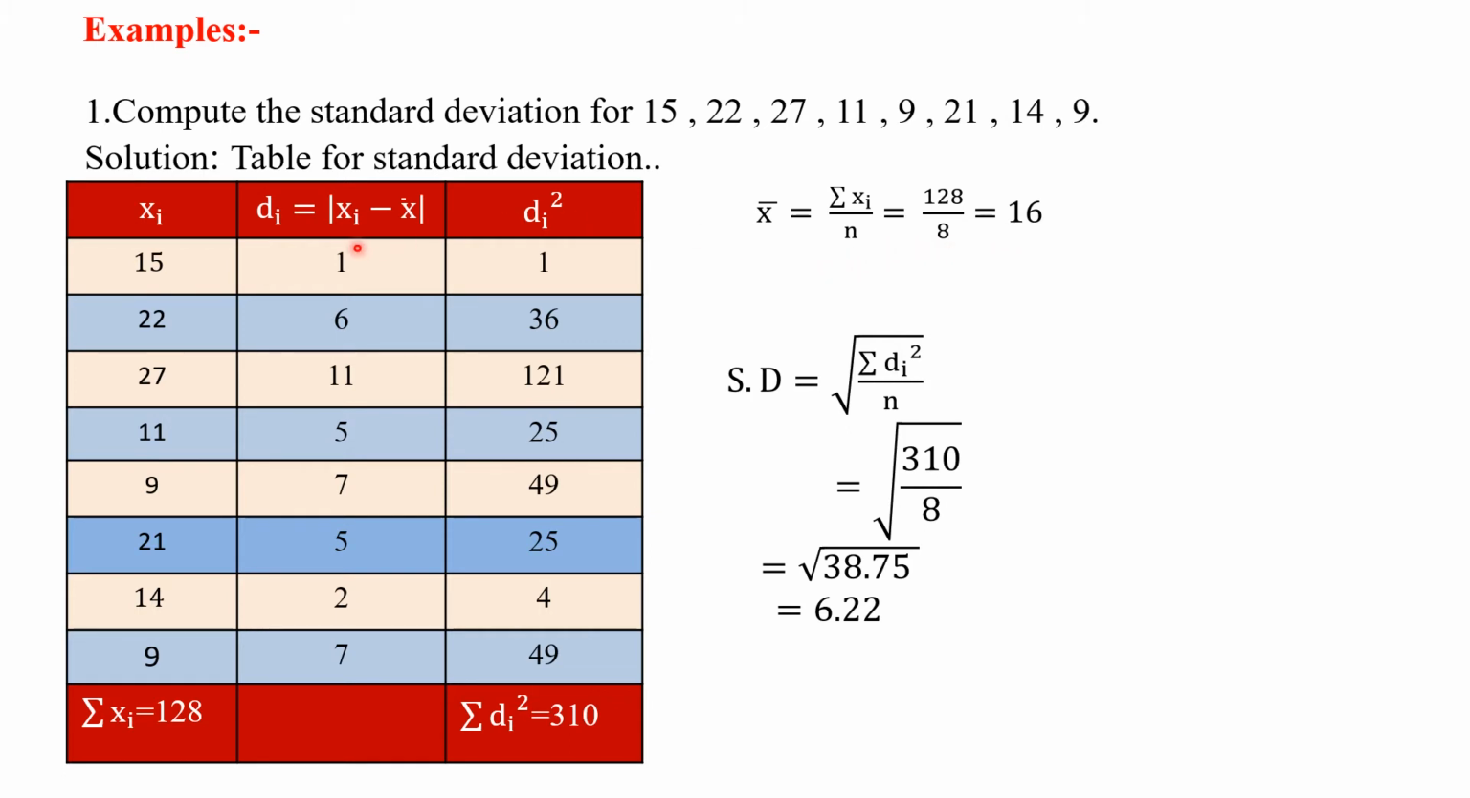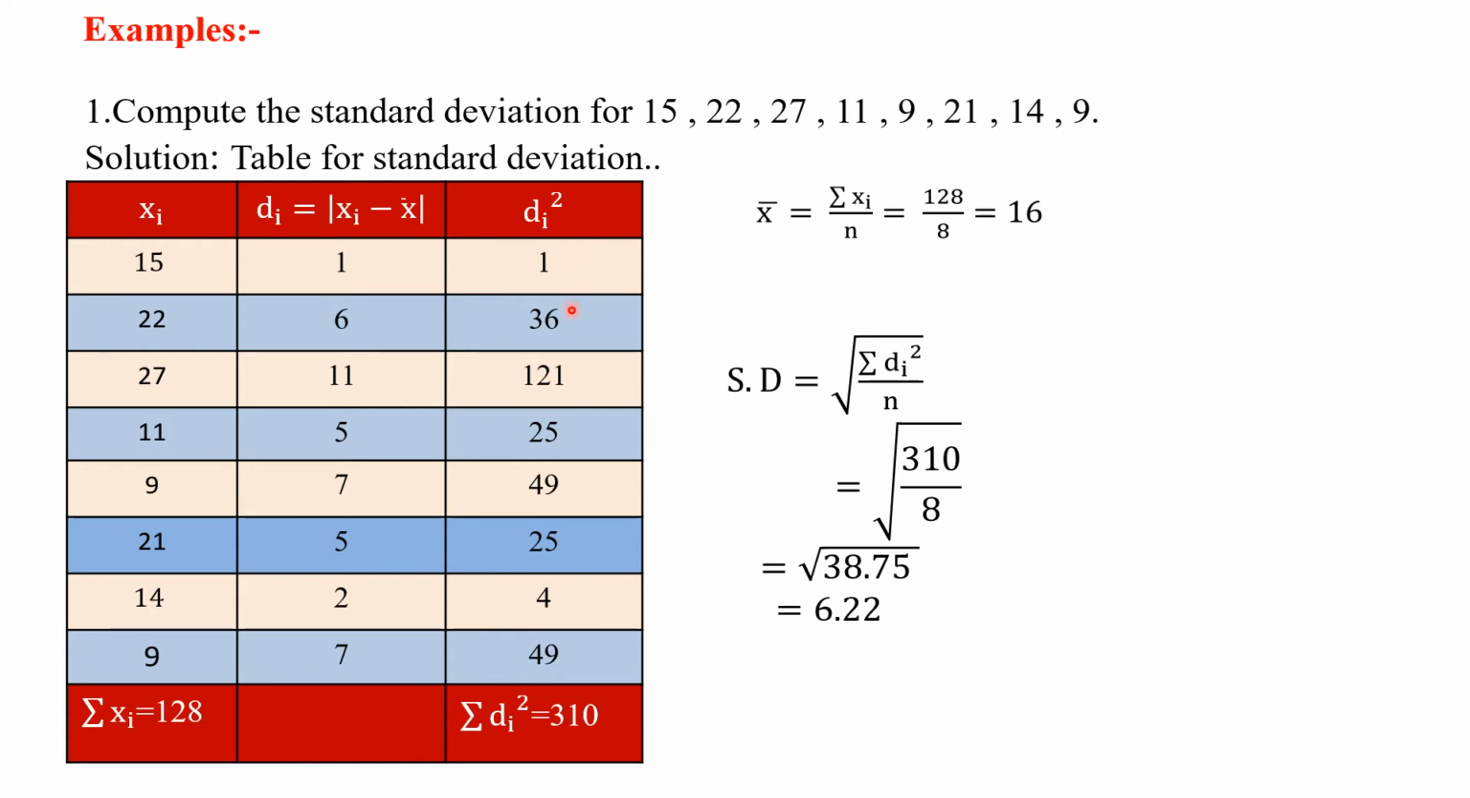Now we'll form another column di by the formula modulus of xi minus x bar. So we'll get first d1 as modulus of 15 minus 16 is 1, modulus of 22 minus 16 is 6, modulus of 27 minus 16 is 11, modulus of 11 minus 16 is 5, modulus of 9 minus 16 is 7, modulus of 21 minus 16 is 5, modulus of 14 minus 16 is 2, and modulus of 9 minus 16 is 7.